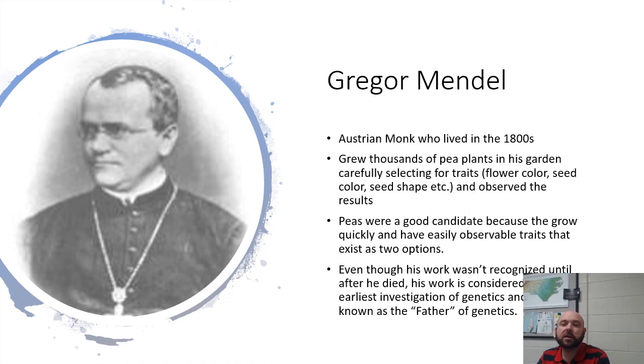And finally, one of the last advantages that they had is that they sexually reproduce. So he was able to cross pollinate them and keep them separate, in which case they didn't pollinate themselves, which was important to the understanding of what he was trying to understand, the genetics of the plants.